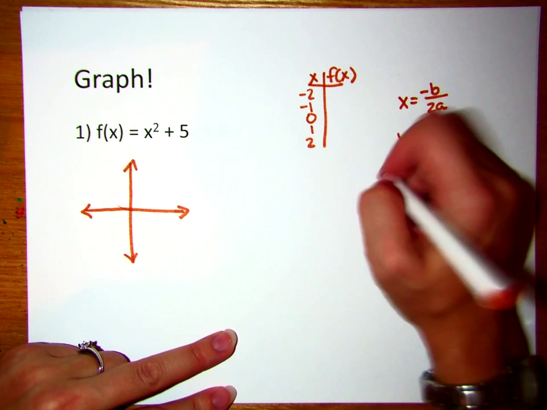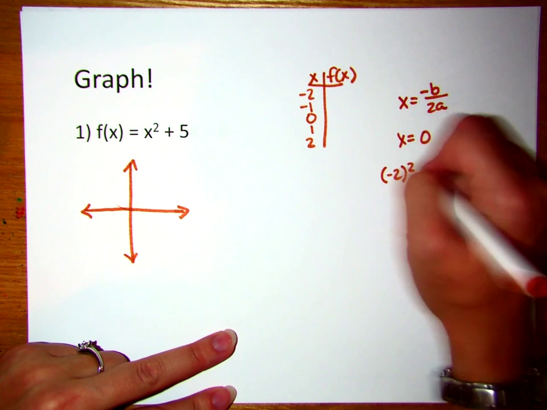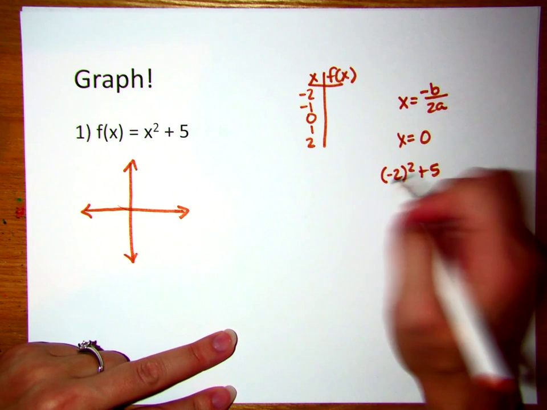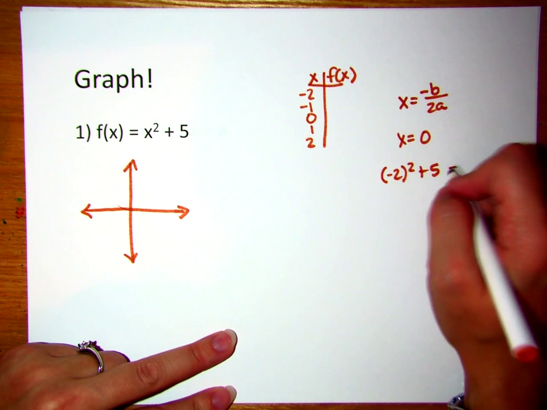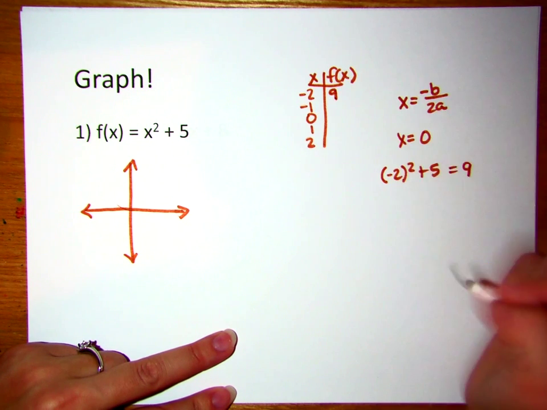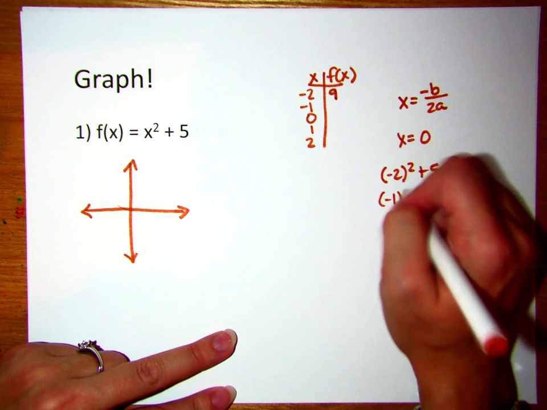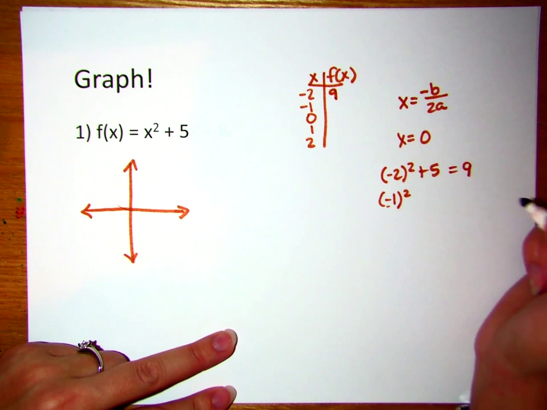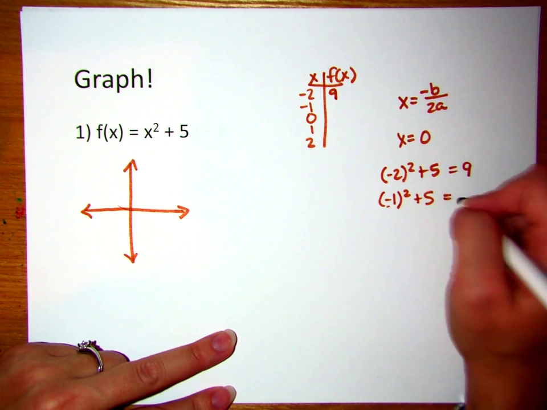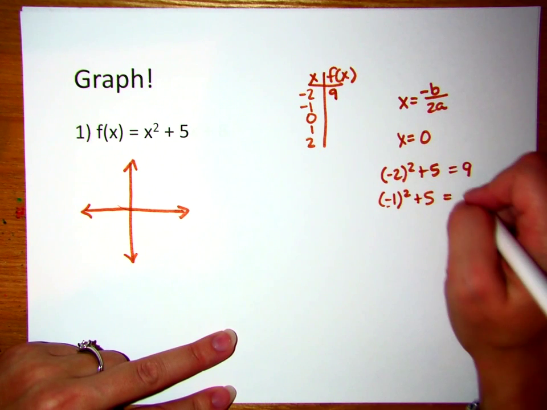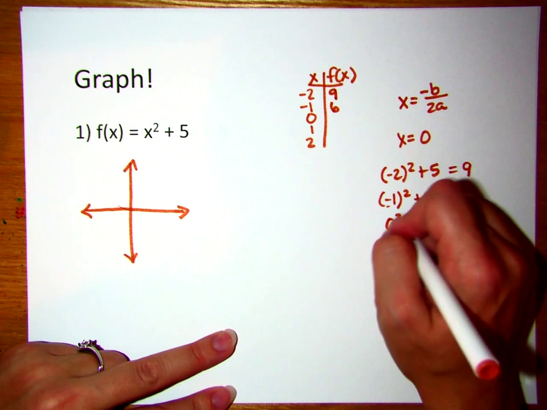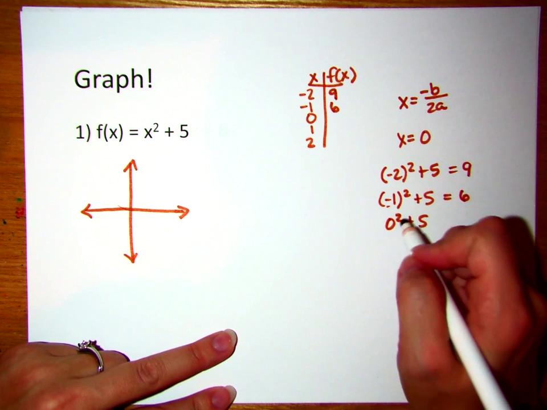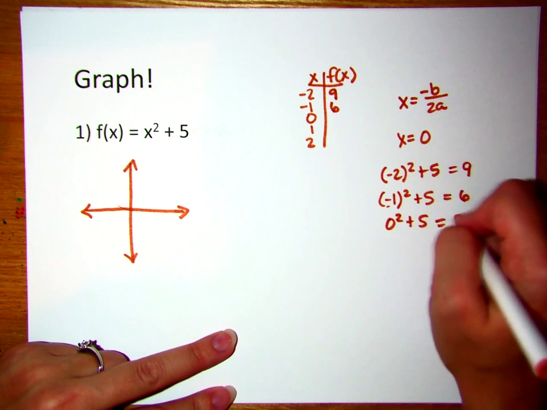If we put a negative 2 in there, we have negative 2 squared plus 5. Negative 2 times negative 2 is positive 4, and 4 plus 5 is 9. So this would be 9. Let's put a negative 1 in there. Negative 1 times negative 1 is 1, and then 1 plus 5 from this formula is going to be 6. Let's put the 0 in there. So 0 squared plus 5. 0 times itself is 0. 0 plus 5 is 5.